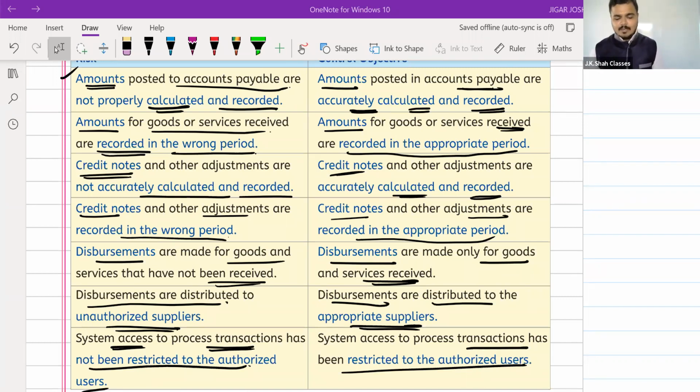At least I think, people, you had figured out some solutions: transactions are not recorded accurately, transactions are not recorded in the system, it is recorded in the wrong period, and system access is not restricted to authorized users, not recorded in an appropriate period. These are the common things, my dear chartered. So don't worry about it. It's a very simple and very easy answer.